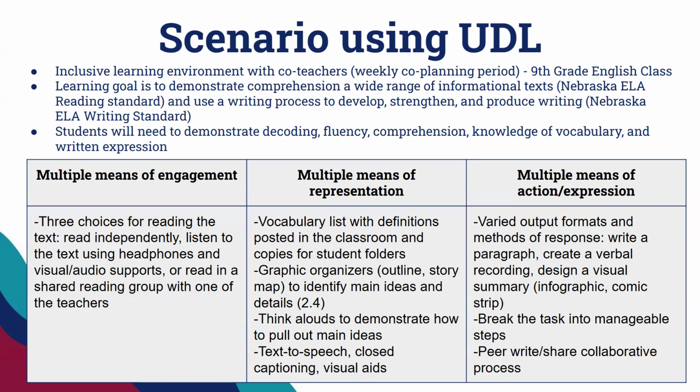For example, with the principle of multiple means of engagement, a way to support engagement would be to offer students 3 options for interacting with the text, such as reading independently if they are students who are comfortable with self-directed reading, listening to the text using headphones paired with visual and audio supports to aid comprehension, or participating in a shared reading group led by one of the co-teachers to foster collaborative learning.